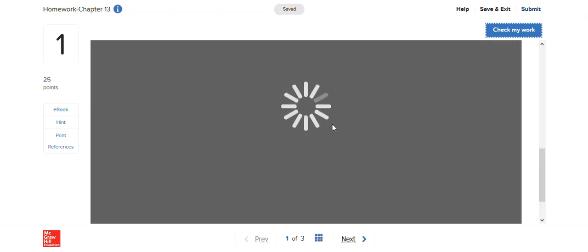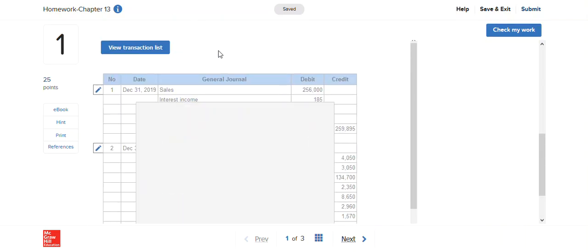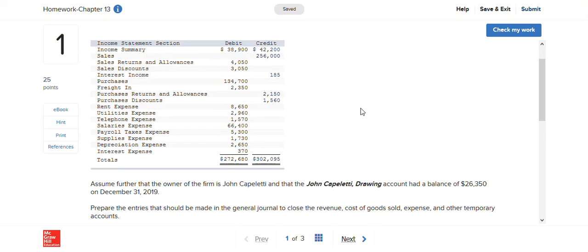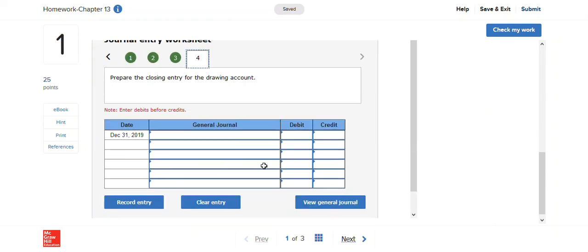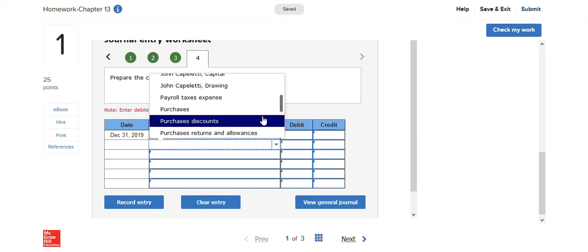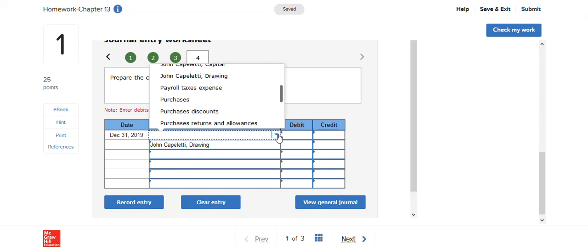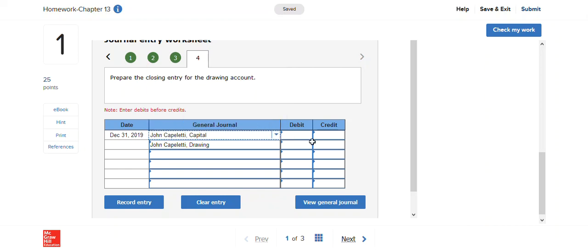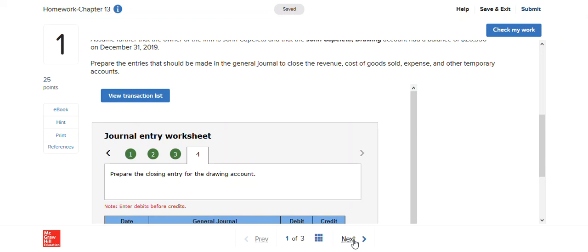And then the last one's super easy. We've done those before. You're just going to close out your drawing. And I think they told us what that was. Yeah, I had a balance of $26,350. So drawing normally has a debit balance. To get rid of a debit balance, we're going to credit, and it gets closed out into capital. And it was $26,350. So that's going to look like that. All right, so that's question number 1.